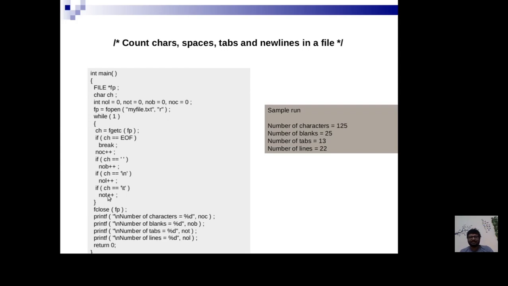Then there is a while loop, a sentinel controlled loop. So this condition is always 1. You get a character from the file, and if this is EOF, then you break out of the while loop. This is the only way in which you will ever exit the loop.